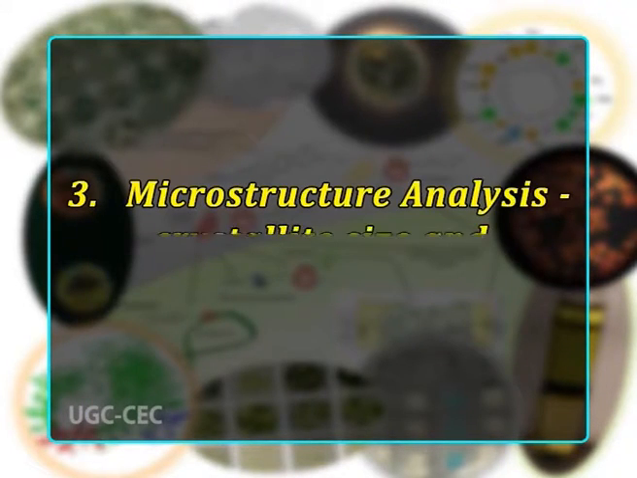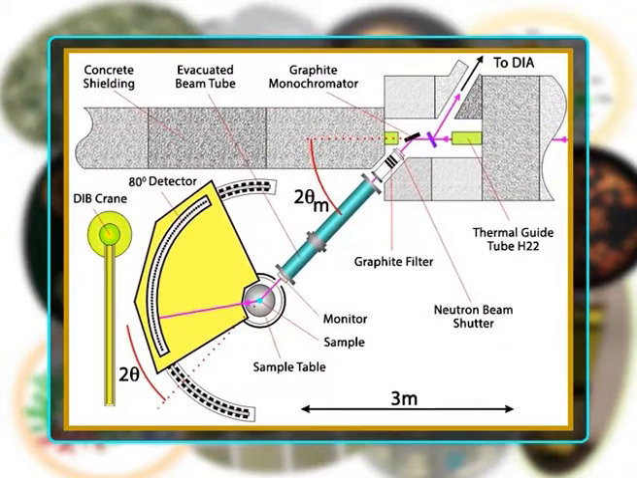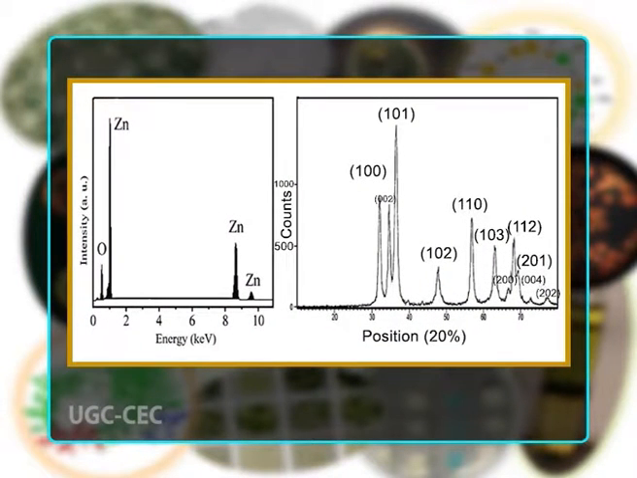XRD analysis can be done for microstructure analysis, where the crystallite size and strain are determined. The width and the shape of the peaks in a powder pattern are determined by many factors, including contributions from the diffractometer and the specimen. Once the instrumental factors are understood by measuring a sample having no size or strain broadening, the crystallite size and the microstrain can be determined from experimental peak widths.